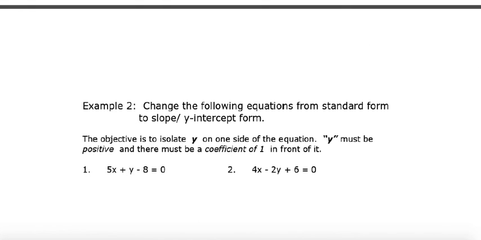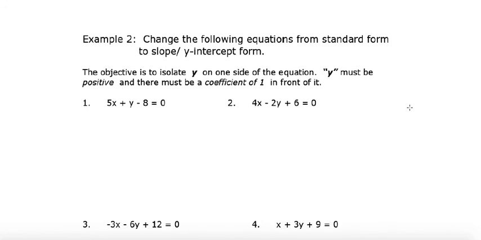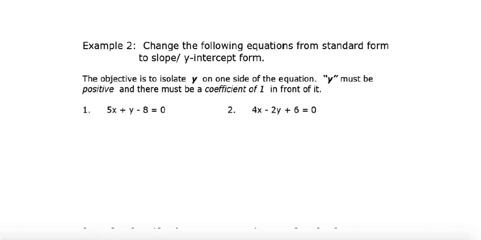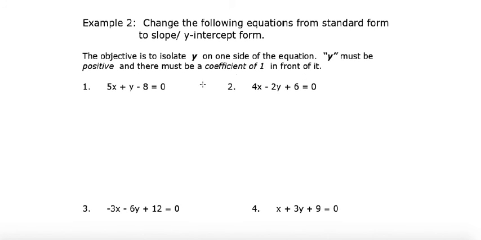So now that we've done that, we can also go the other direction. So we can change equations from standard form into slope-intercept form. And the way that we do that is we want to isolate y by itself. So we're going to keep y here, and everything else needs to be moved over.